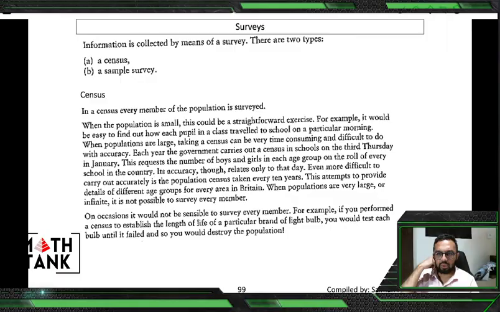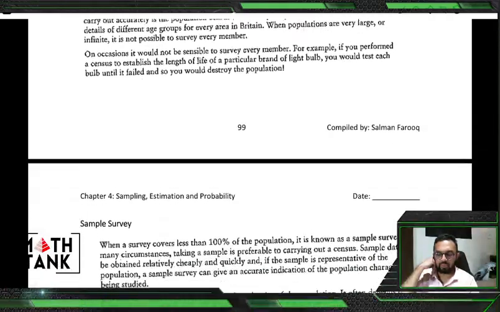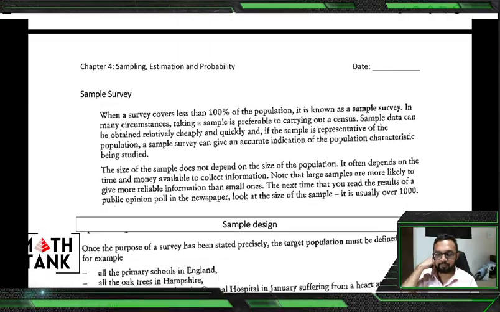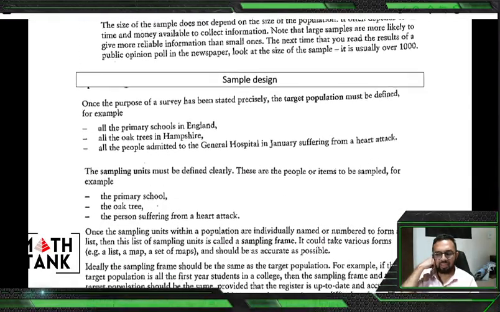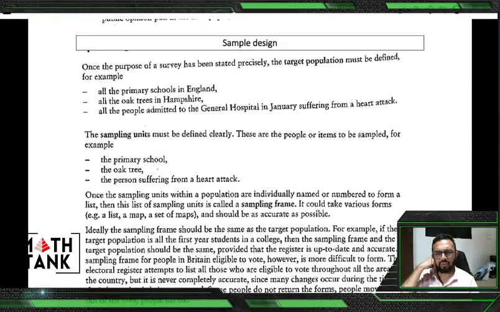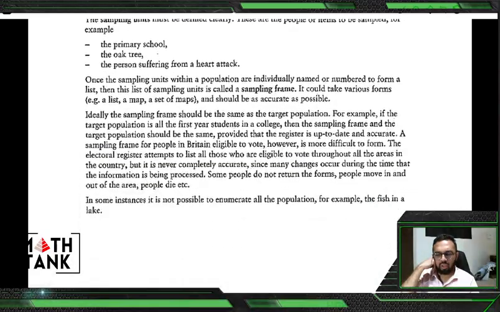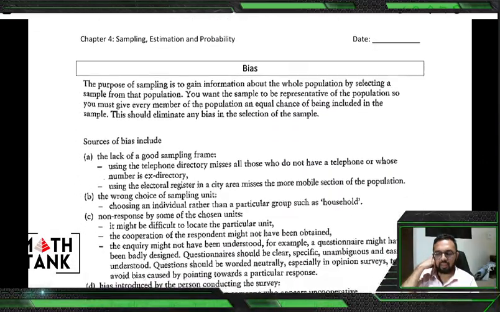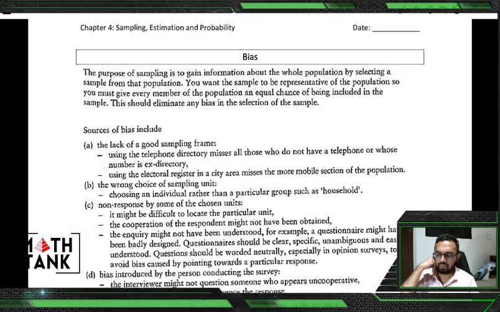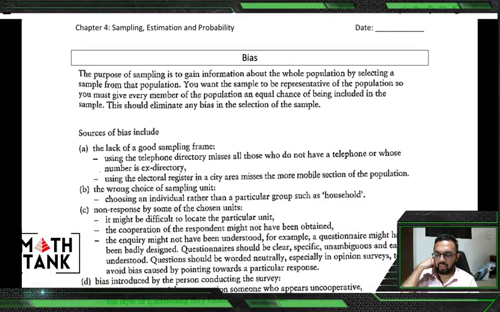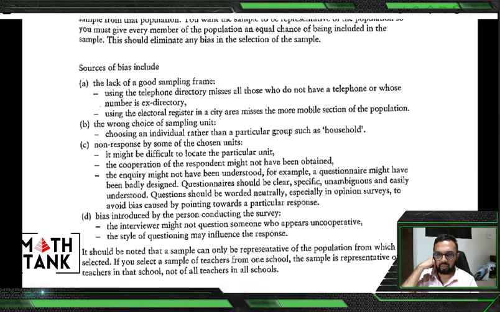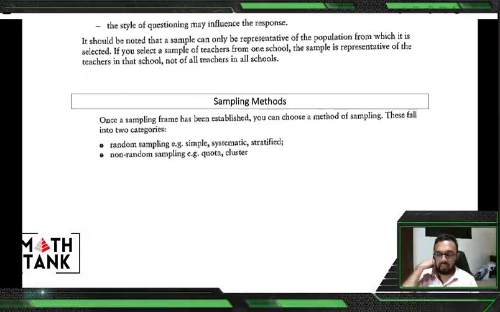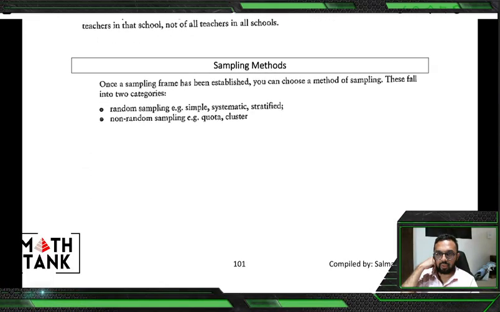If you want to read this, you can pause and read this. I'll go through slower with this. Then why do you do a sample survey? That's also something that's often asked. Sample design is something that you need to know. I've never seen it on the exam though. But it helps you understand what sampling is. Then bias is something that comes up very often. Where does bias come from? It's written here. You can read through these lines and you should be able to get a better understanding of what bias is. Now, sampling methods are also important.